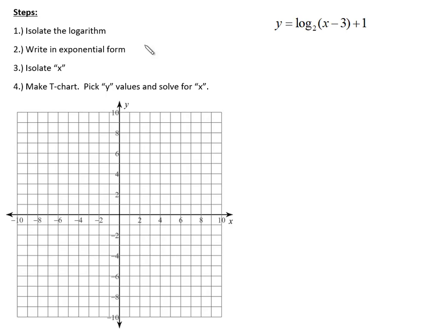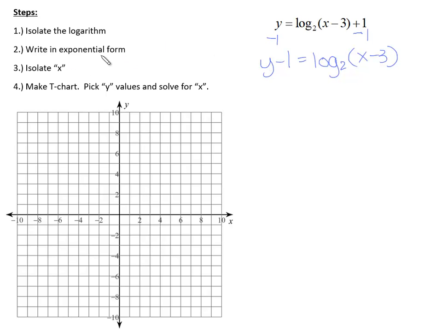So here's a way that makes graphing these by hand a lot easier. We're actually going to change it to exponential form at some point. So these are the steps we're going to follow. We're going to start by isolating our logarithm. In this case, we're going to have to subtract 1 from both sides. Y minus 1 equals log base 2 of x minus 3. So that's step 1.